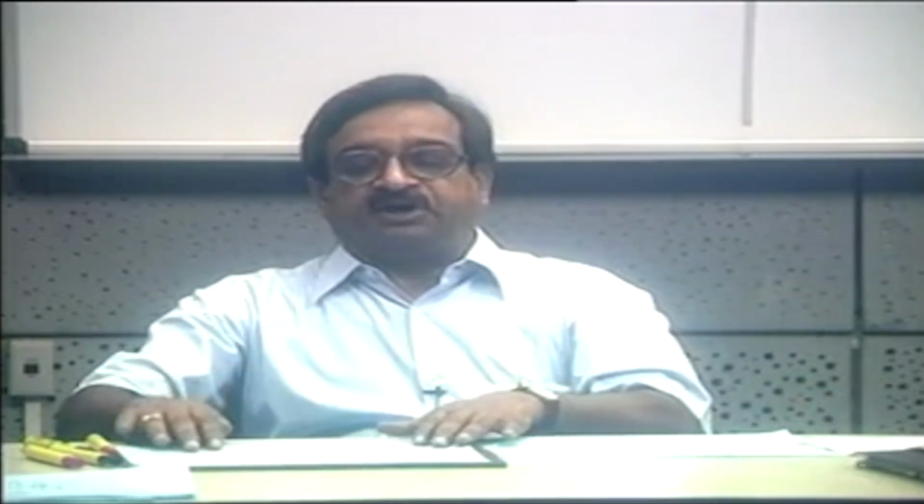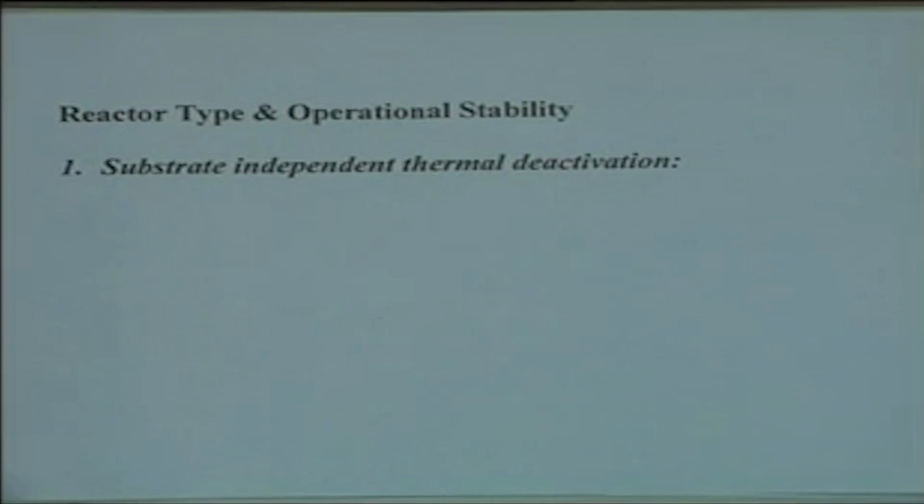The third item we have seen is the inhibition pattern which the kinetic reaction follows, and probably another pattern which is very important in analyzing immobilized enzyme reactors is the reactor type and operational stability. As I mentioned, one of the most important motivating factors for looking at immobilized enzymes was the operational stability. That means we can use them continuously over a very long period of time, and we must also look at how the reactor type influences the operational stability.